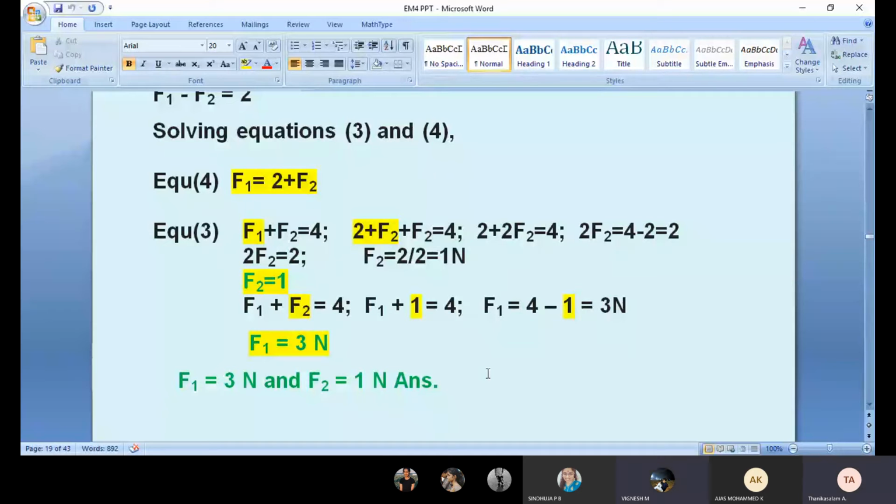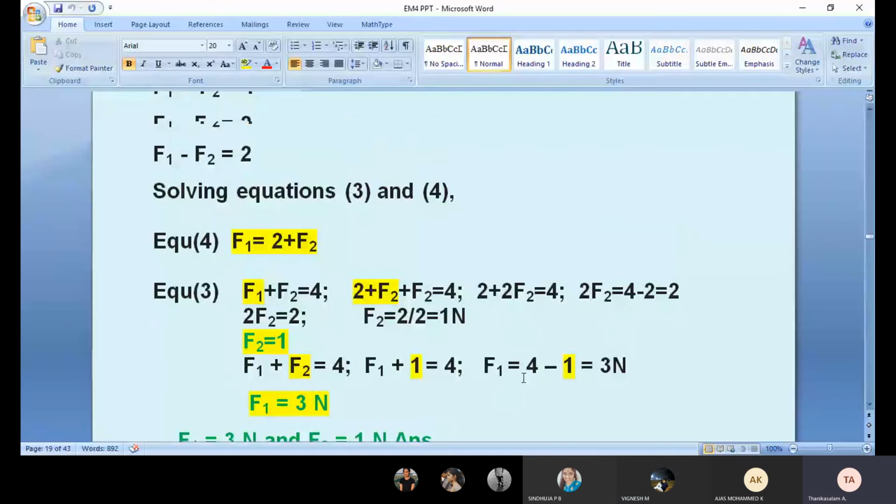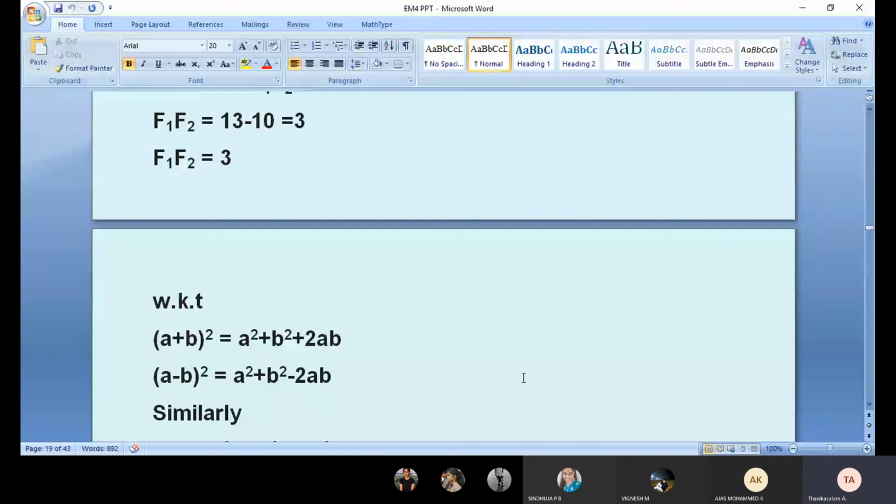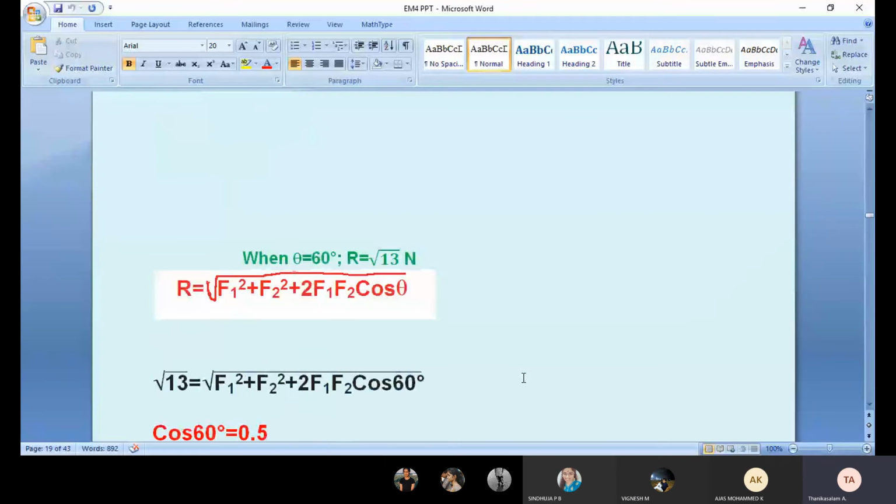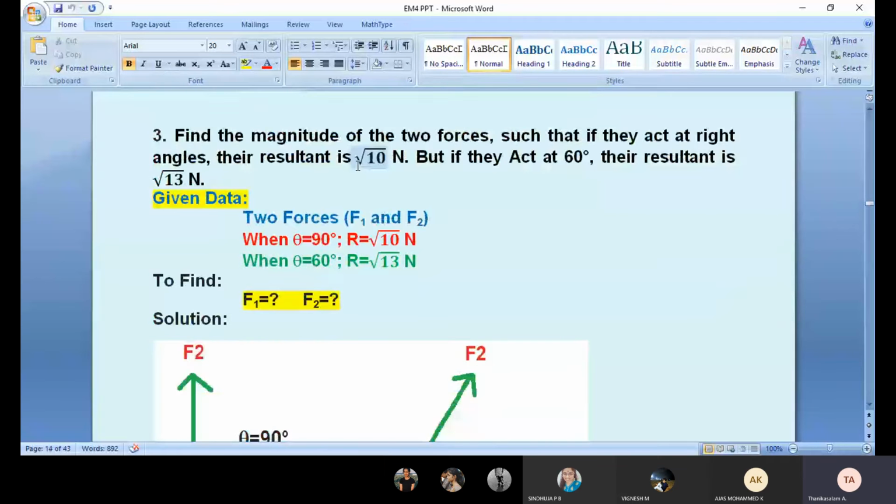Yes, sir. So in the problem, only the statement is given. I repeat it once again. What statement is given? Two forces acting at 90 degrees, the resultant is 10. Acting at 60 degrees, the resultant is 13. So I have two forces F1, F2.